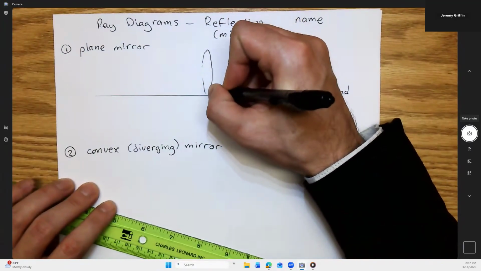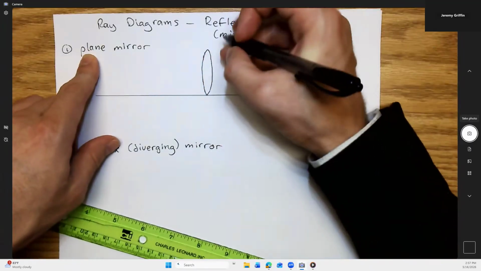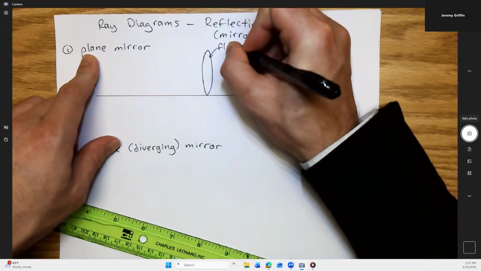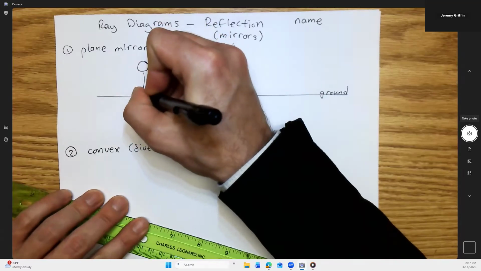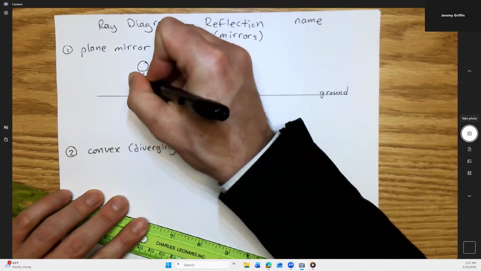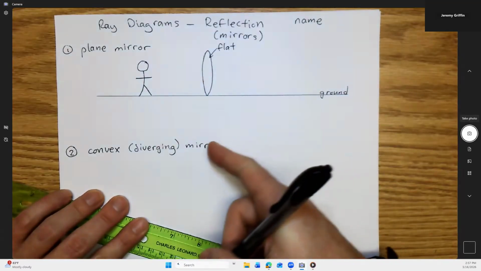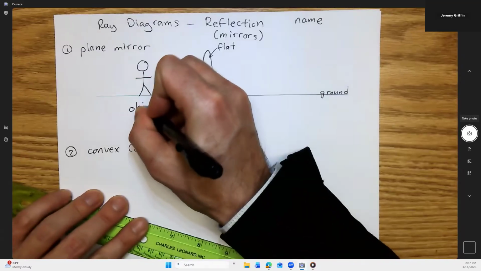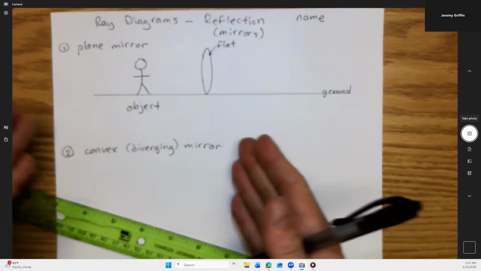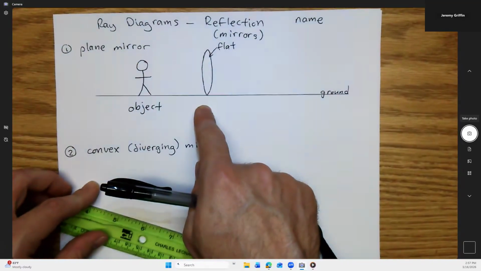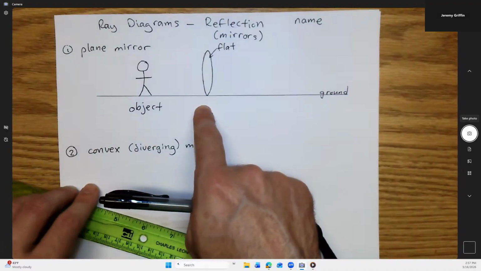And this is a flat plane mirror. That's what plane is, right? Flat. So this is flat. Okay. And on one side, draw a stick figure. Maybe put his feet on the ground here. Feet on the ground. Okay. And I'm going to label this guy object, because he's in the real world. He actually exists. But he's looking in this flat plane mirror, and he's seeing this reflection.